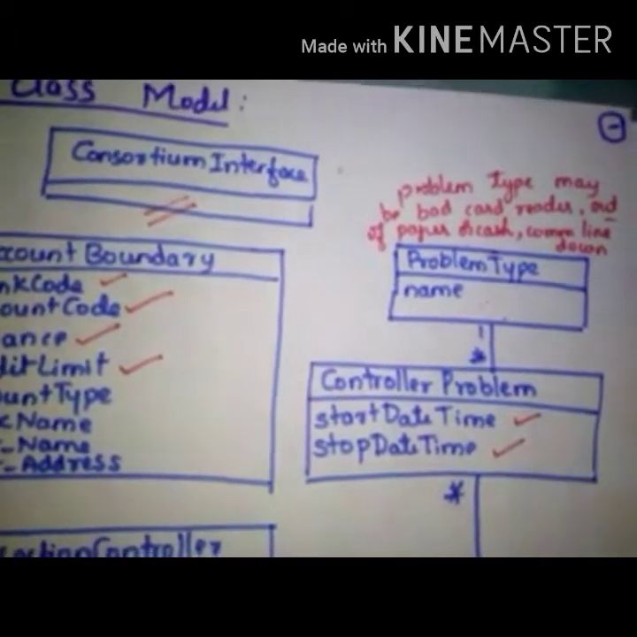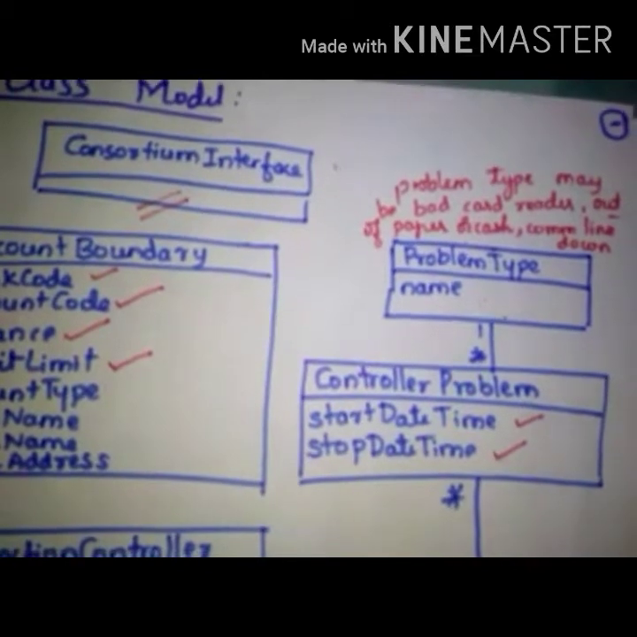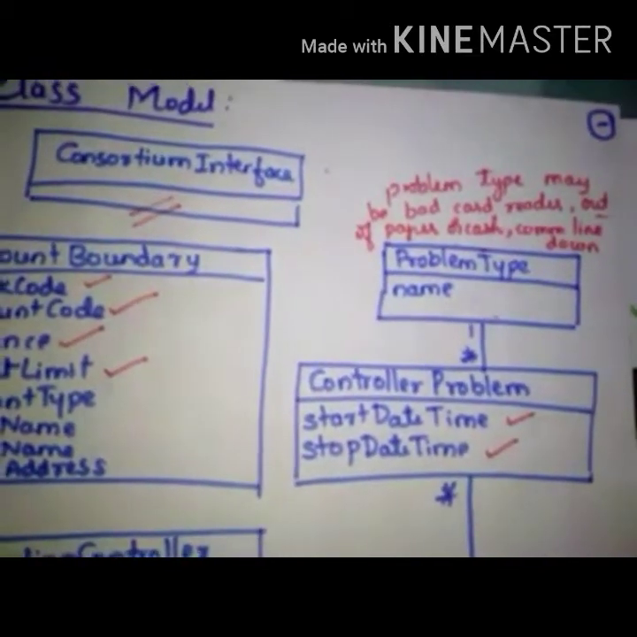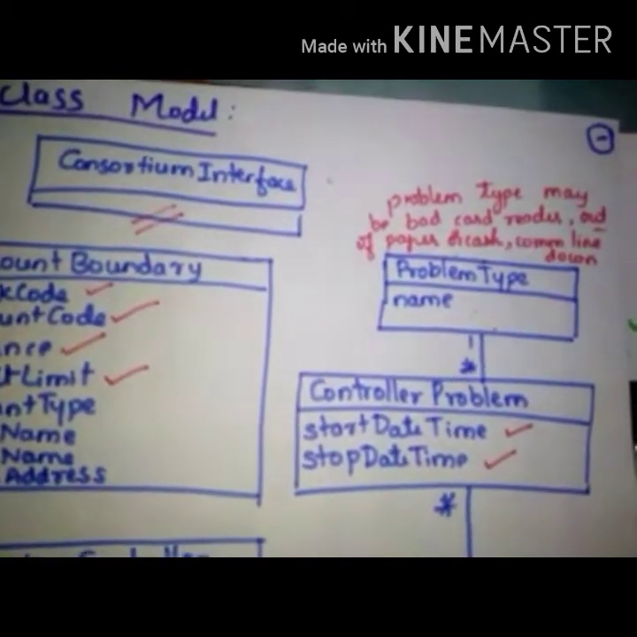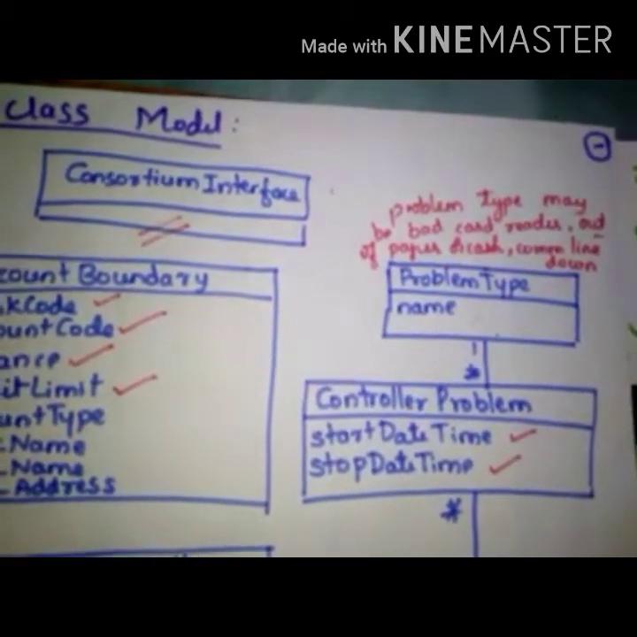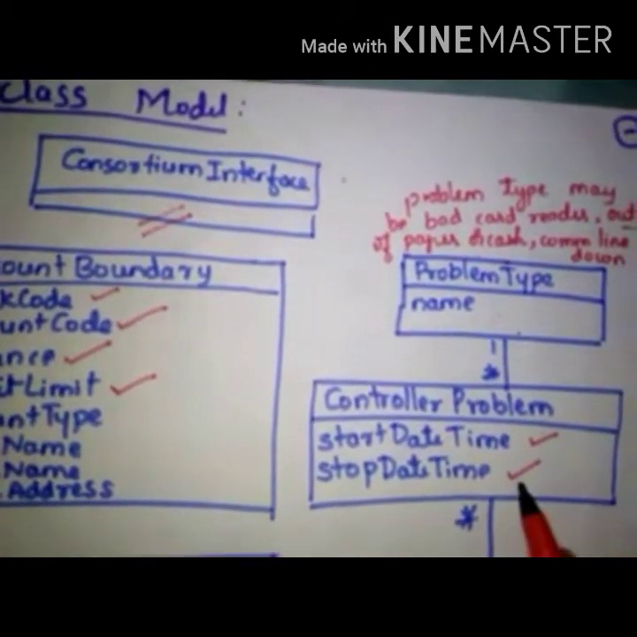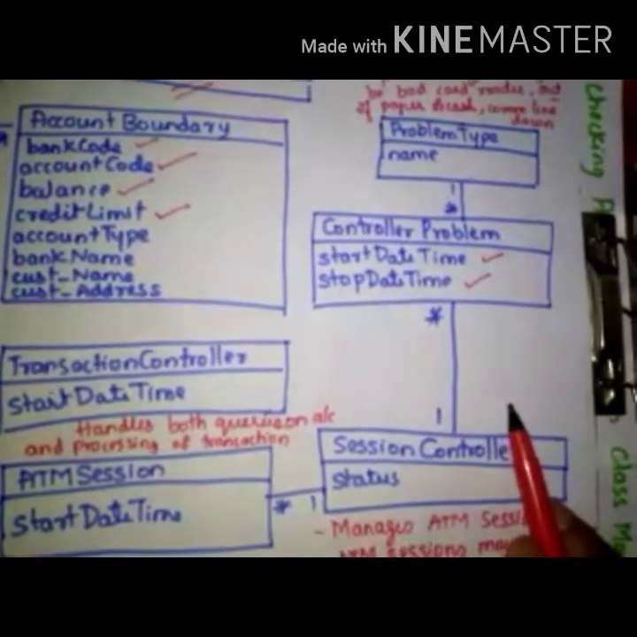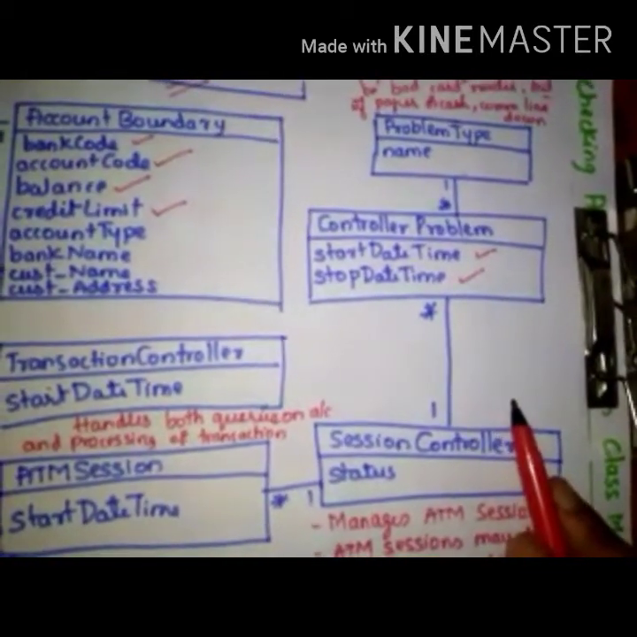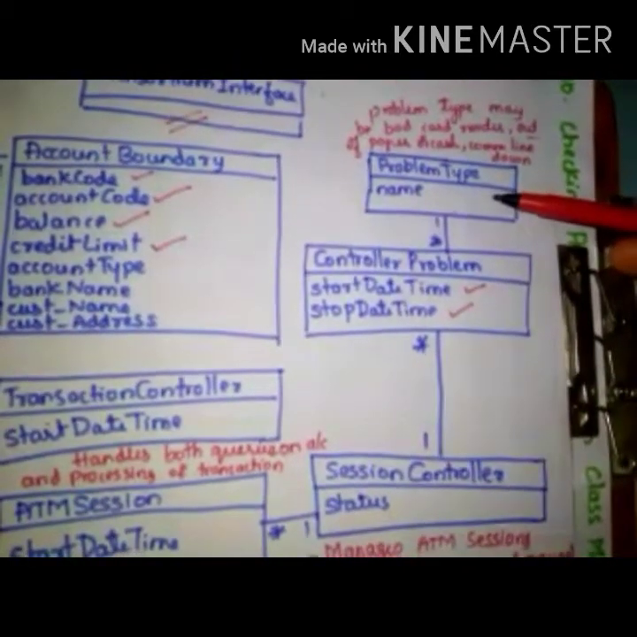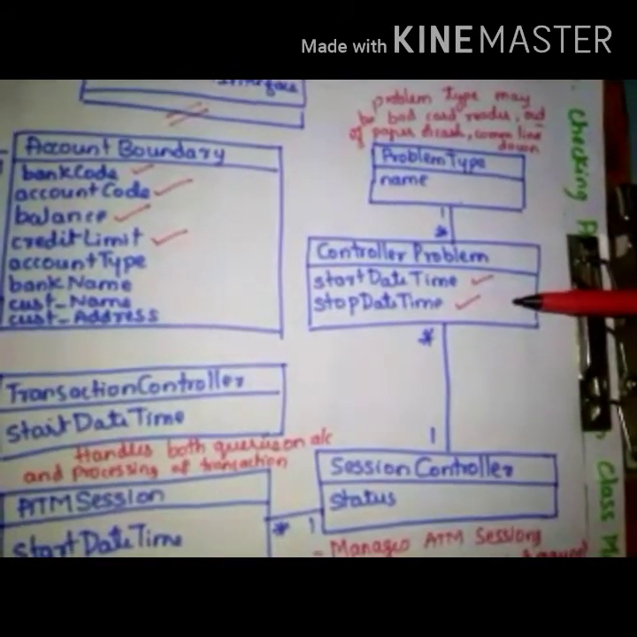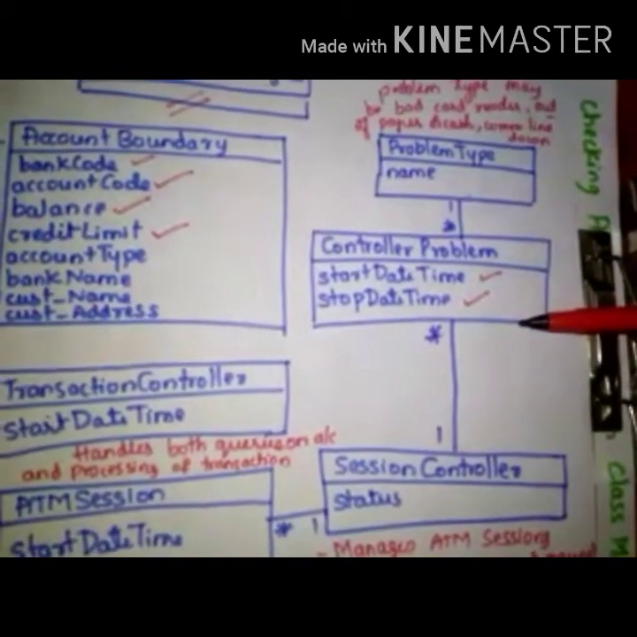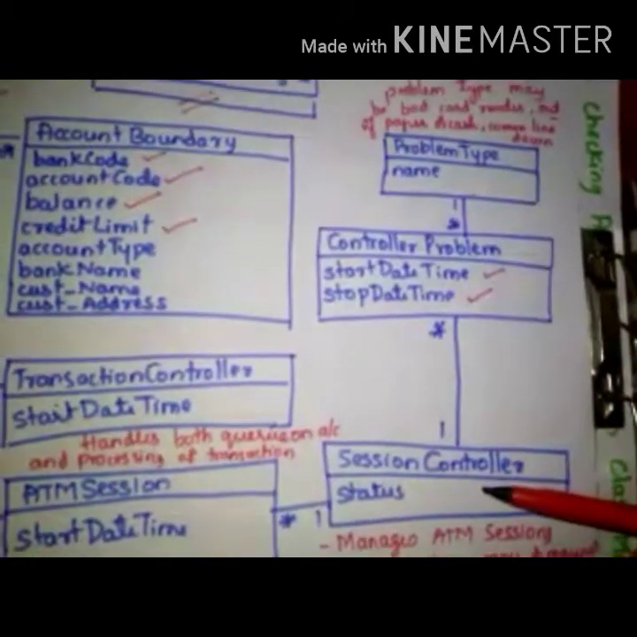So think that on 1st January 2020 at 9:30 AM you have entered a card which is expired, right? So it has its start time and the stop date. As soon as you insert a card, a session will be established, a secured session will be established when you insert the PIN. Now different problem types are there, they are controlled by the problem controller, right? So many control problems can arise in one session, right?